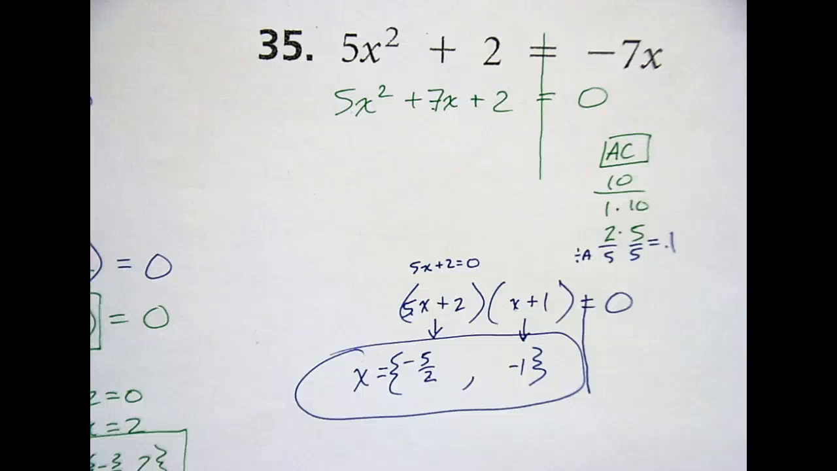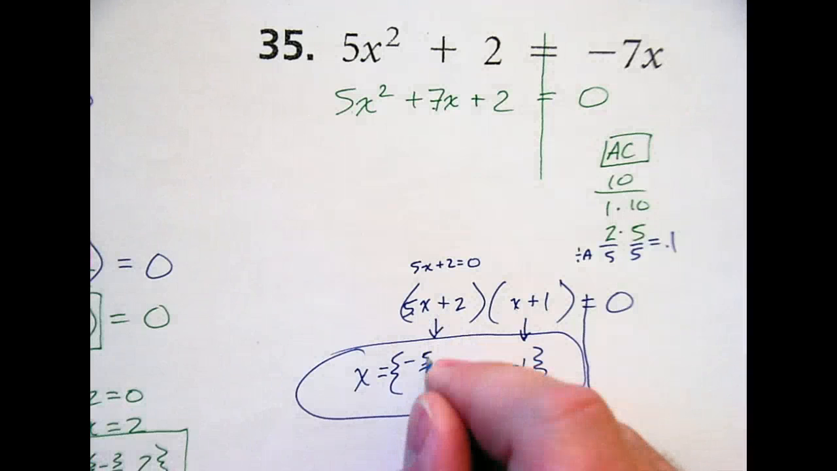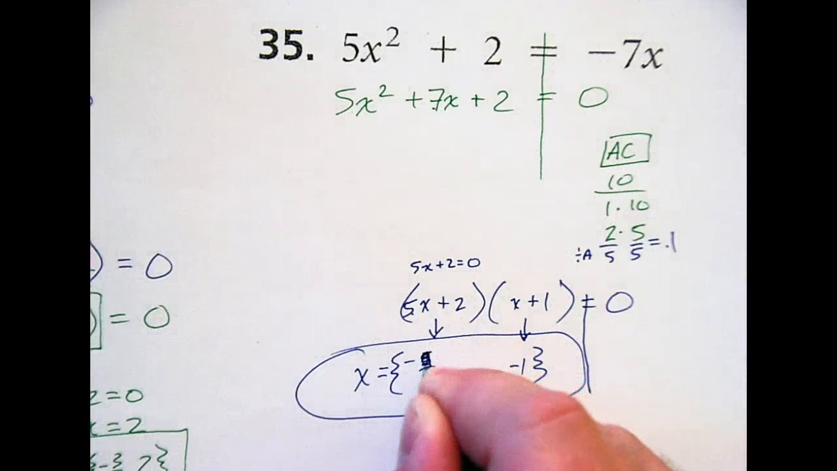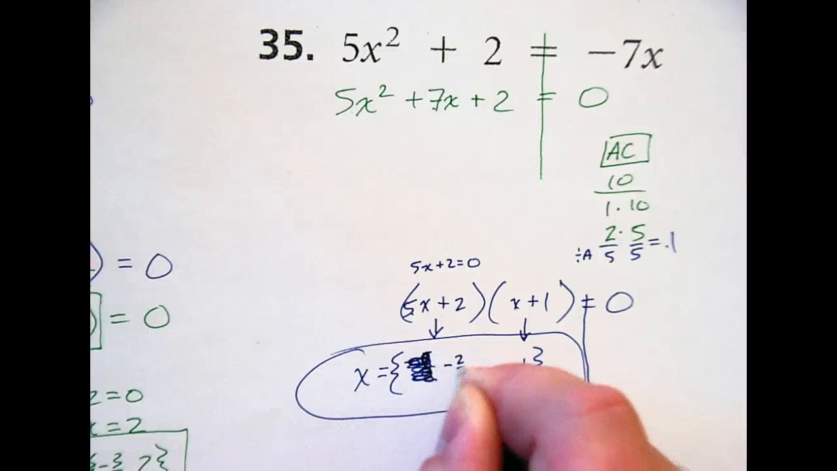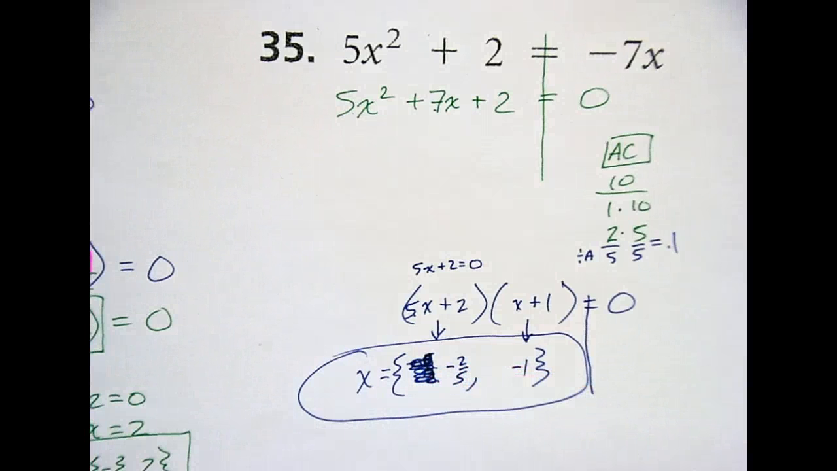How many got it? All right. What should be negative 2/5? Negative. Oh, 2/5. I didn't even do that on purpose. I'm making more and more of those mistakes. Okay, negative 2/5. Thank you for checking my work.